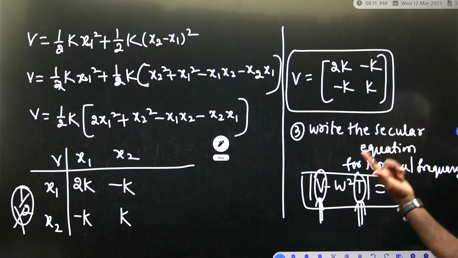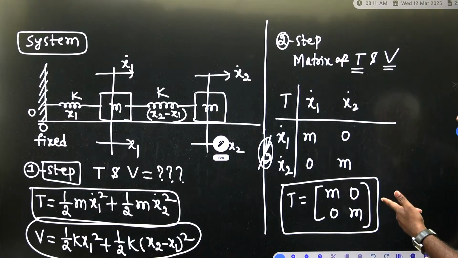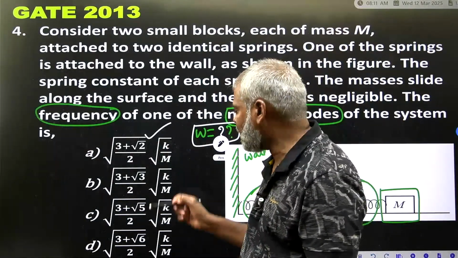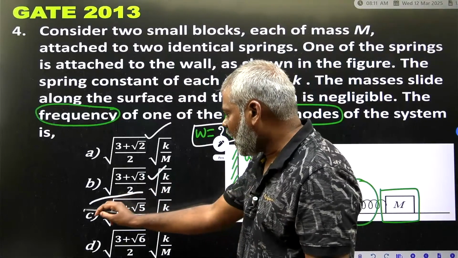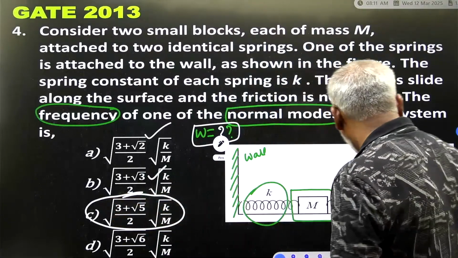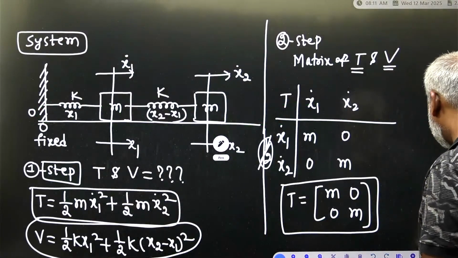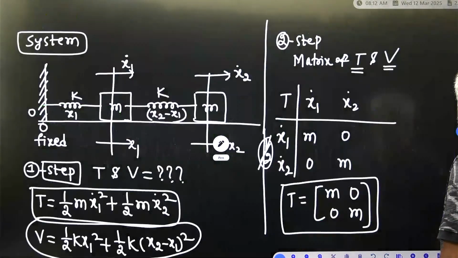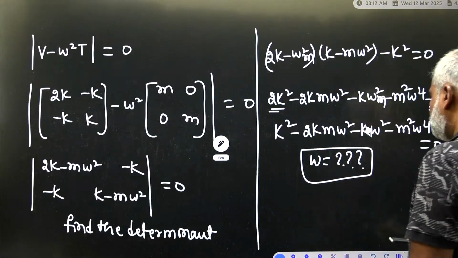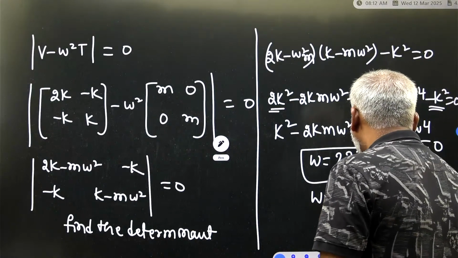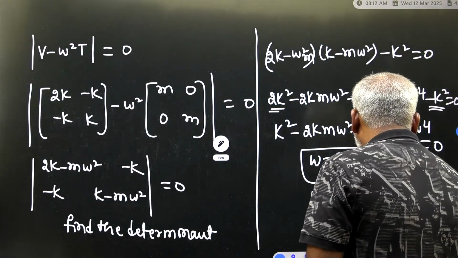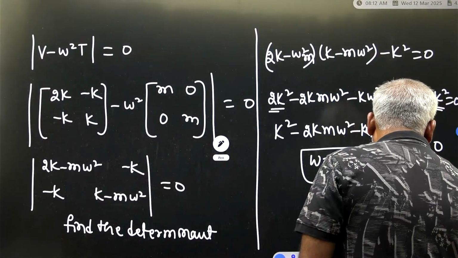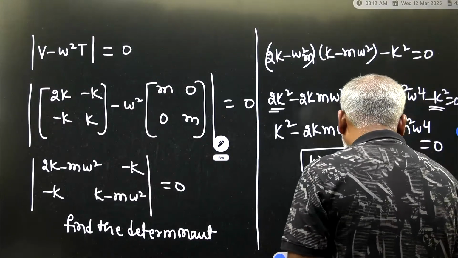Once you see the options, you take the first option, second option, and third option. So this third option, what is the third option? You see square root of (3 plus root 5) divided by 2. So you take omega is equal to square root of (3 plus root 5) divided by 2 into square root of k by m. So this option you have to consider.